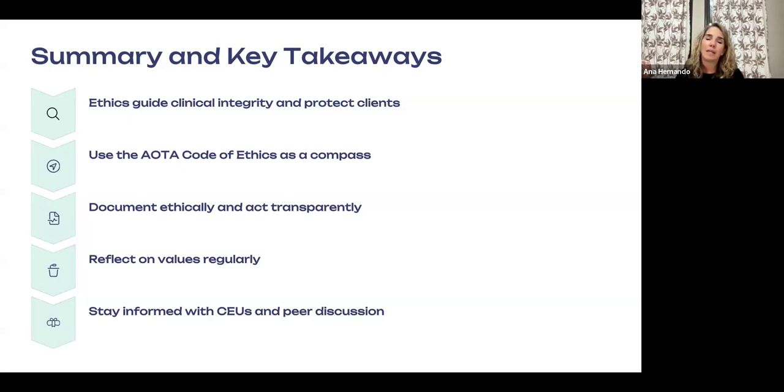We need to document ethically and act transparently. Think about that for a second. Document ethically. I know many times that we have computer systems that automatically, with AI, will just complete your sentence. If that sentence does not match what you did, override the system. They all have it where you can write in, where you can document what you actually did.